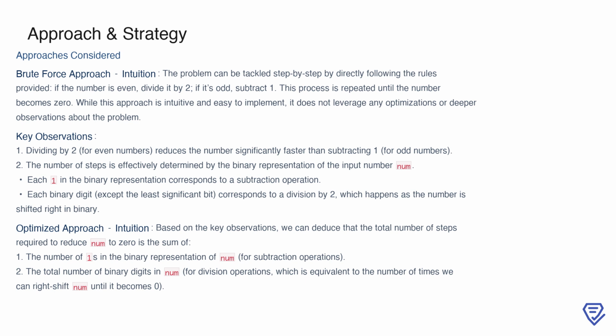Each occurrence of the digit 1 in the binary form represents a subtraction operation, while the total number of binary digits, excluding the least significant bit, corresponds to division steps. These observations lead us to an optimized approach. Instead of focusing on simulating each step, we can calculate the total steps by summing the number of 1s in the binary representation for subtraction operations and the total number of binary digits for division steps. This insight forms the foundation of a more efficient solution.